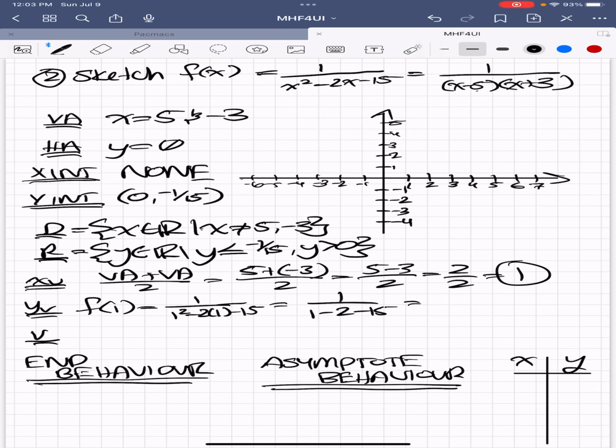Get out our calculator. So it's 1 and -1 over 16.